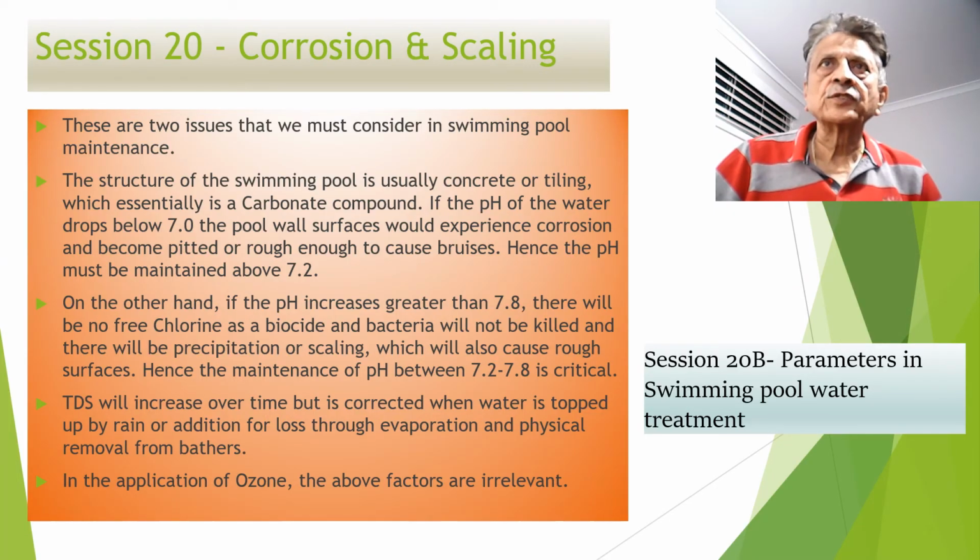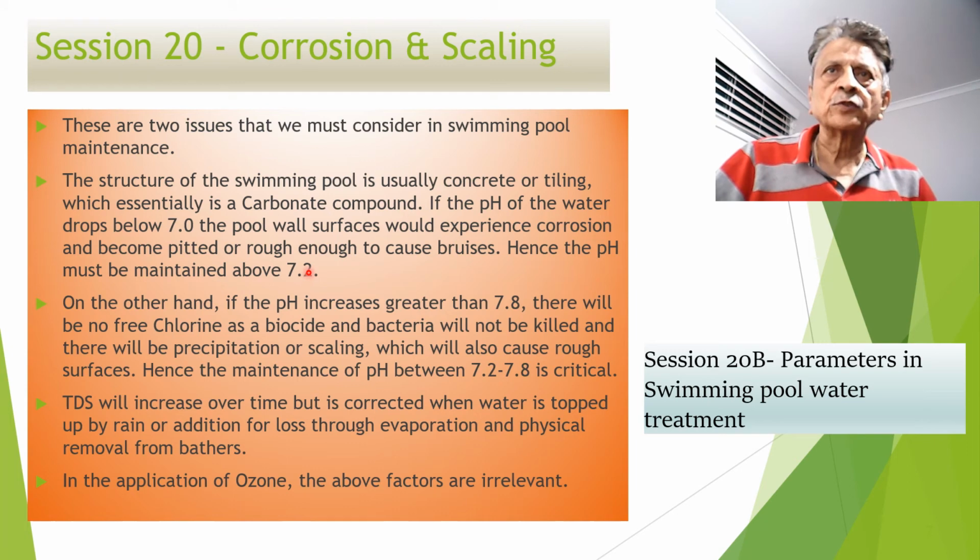There are two issues we must consider in swimming pool maintenance. The structure of the swimming pool is usually concrete or tiling, which is essentially a carbonate compound. So if the pH of the water is below 7, the wall surfaces of the pool would experience corrosion. It becomes pitted or rough, enough to cause bruises. Therefore, the pH must be maintained above 7.2, or slightly alkaline.